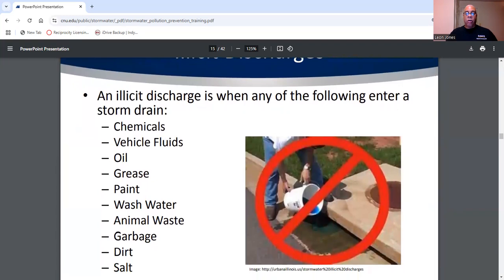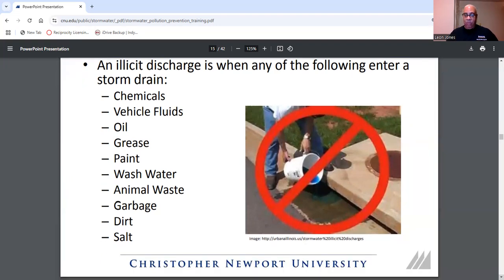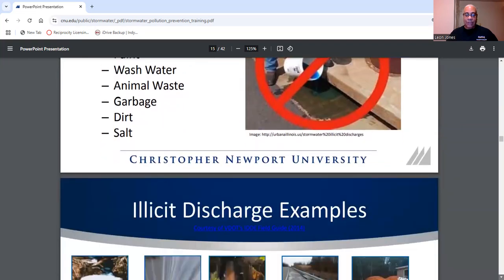An illicit discharge is when any of the following enter a storm drain. And we're talking about fluids from vehicles, oil, grease, paint, chemicals, wash water, animal waste, garbage, dirt, and salt. Here's an individual dumping chemicals down into the storm drain. That is not tolerated. It is illegal. Fines will go out if you're caught doing that.